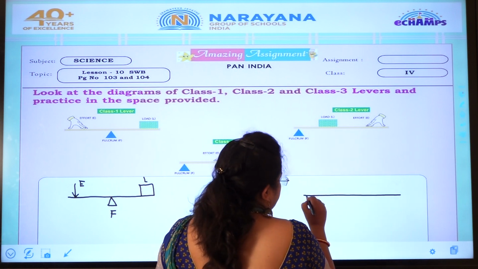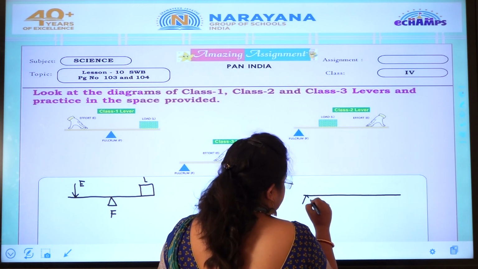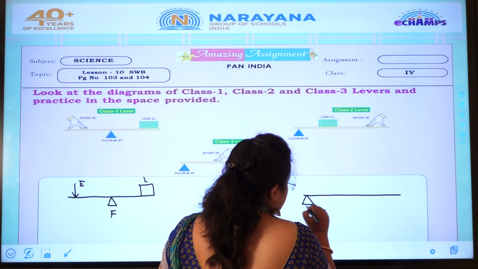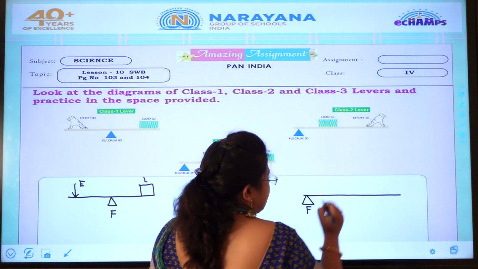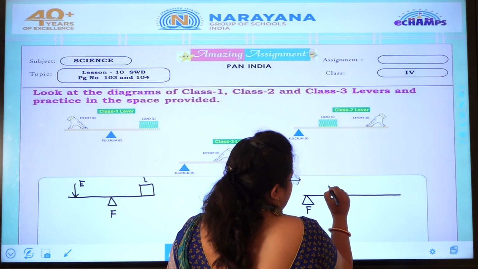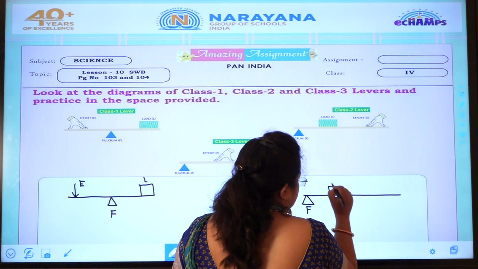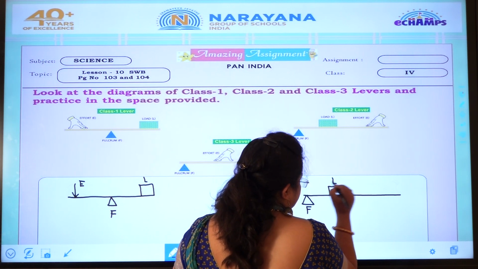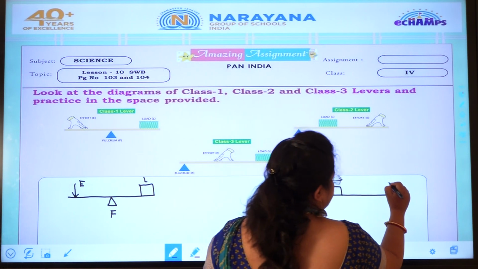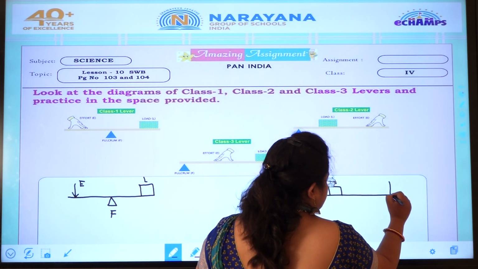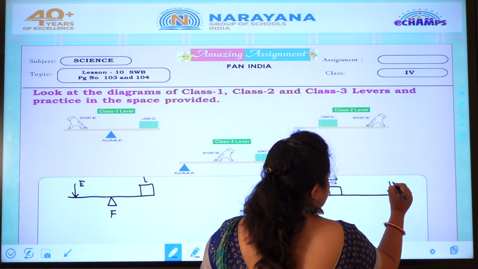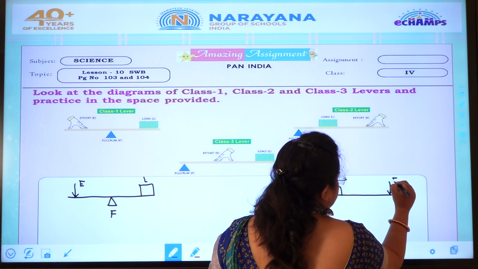Here one side will be the fulcrum, the triangle one. Again F we will write, which means fulcrum. Little left side we have to draw the load, which is denoted by L, and this side it will be the effort, the downwards arrow, which is denoted by E.